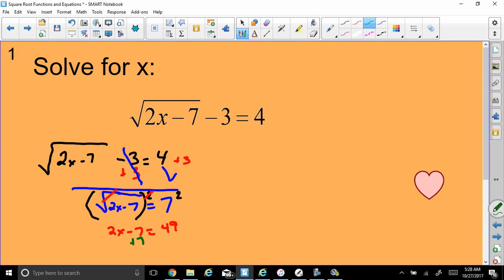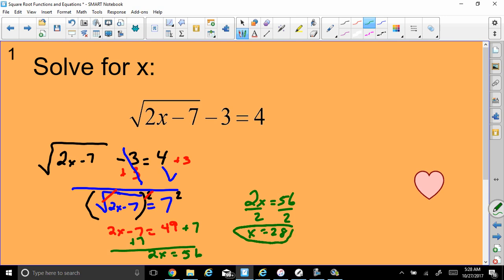So I add 7 to both sides, and I'll have 2x equals 56. Now, since I have that, 2x equals 56, all I got to do is divide by 2, and I'll be done. So x will equal 28. Notice I only got one answer, but I got to check it just to make sure it's correct.